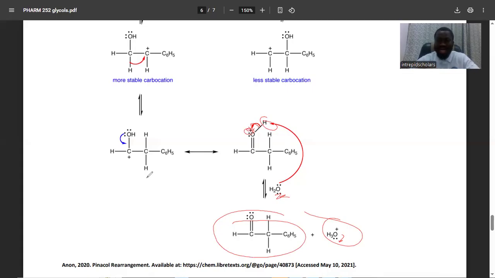Now let's use this understanding to go and do the mechanism for the pinacol rearrangement to pinacolone. So let's go up quickly.